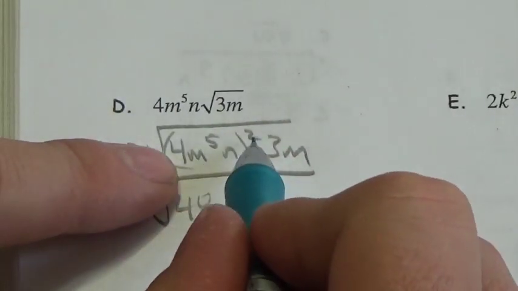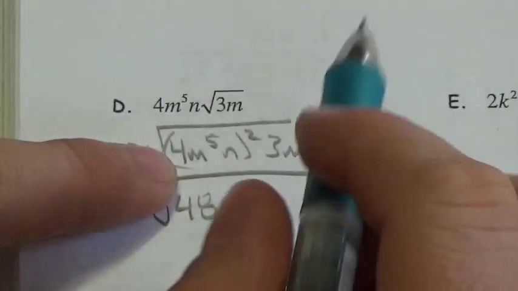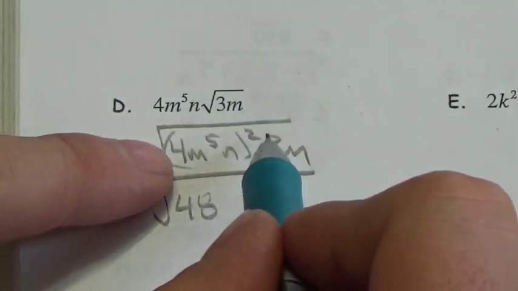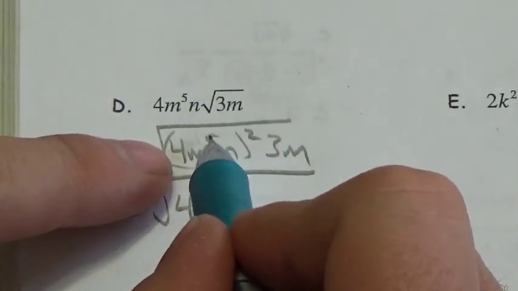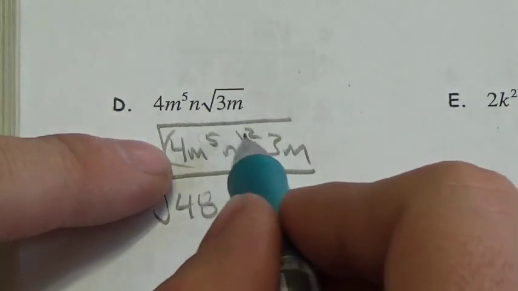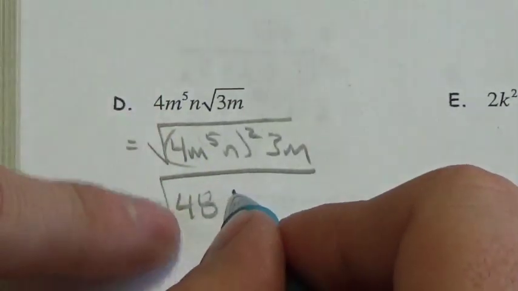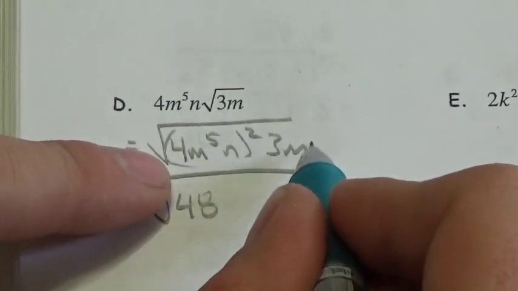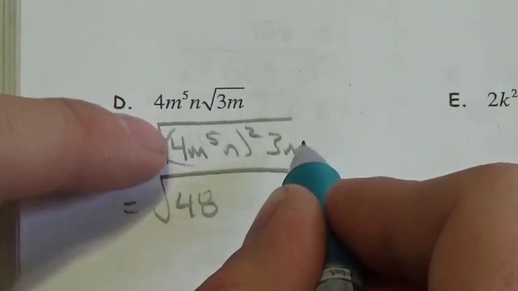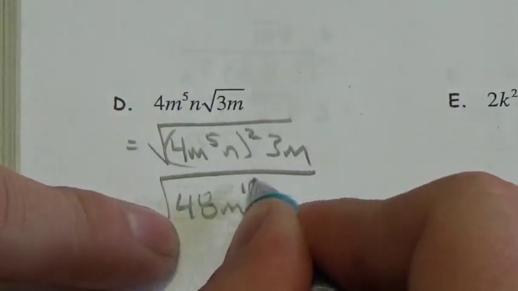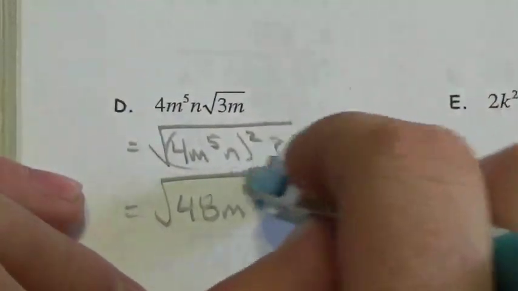M to the 5th squared, now I've got to be careful about that. M to the 5th, when I square this, I'm not squaring the exponent. When you square a power, you multiply the exponents. This will be m to the 10th. And then there's an additional m out here, and when you multiply them, you're going to add. So this will be m to the 11th.